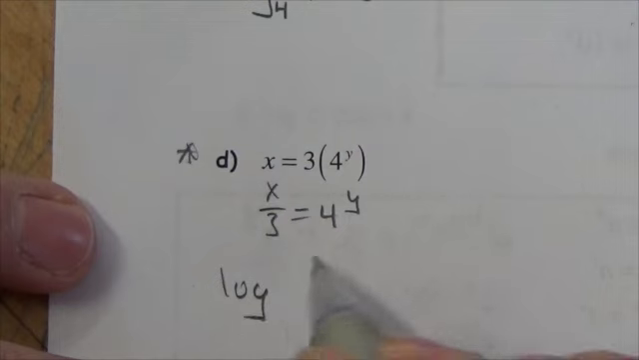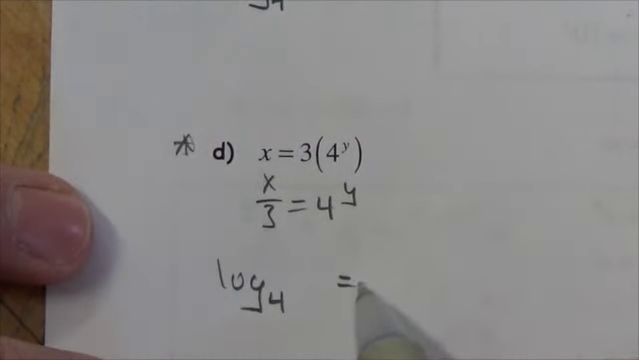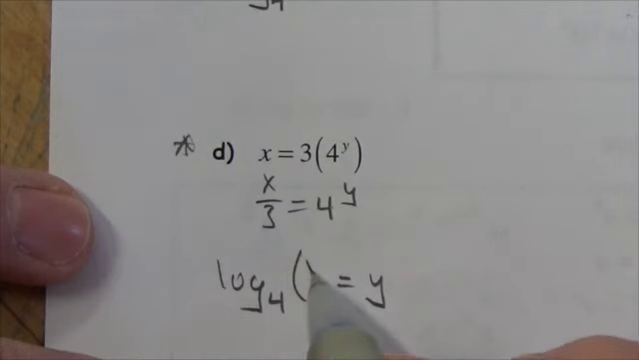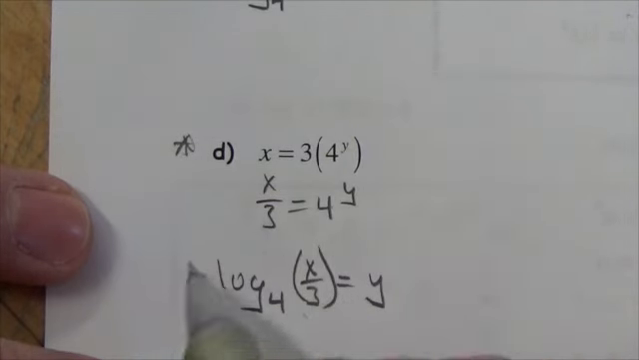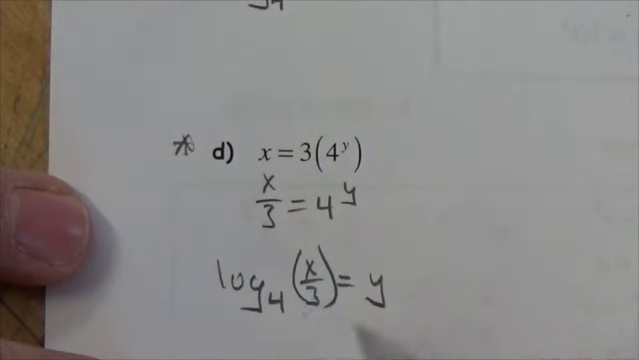The base of the power is 4, the base of the logarithm is 4. The logarithm is equal to the exponent, and then whatever was on the other side becomes the argument of the logarithm. So whatever that power equals goes inside. So log base 4 of x over 3 is y.